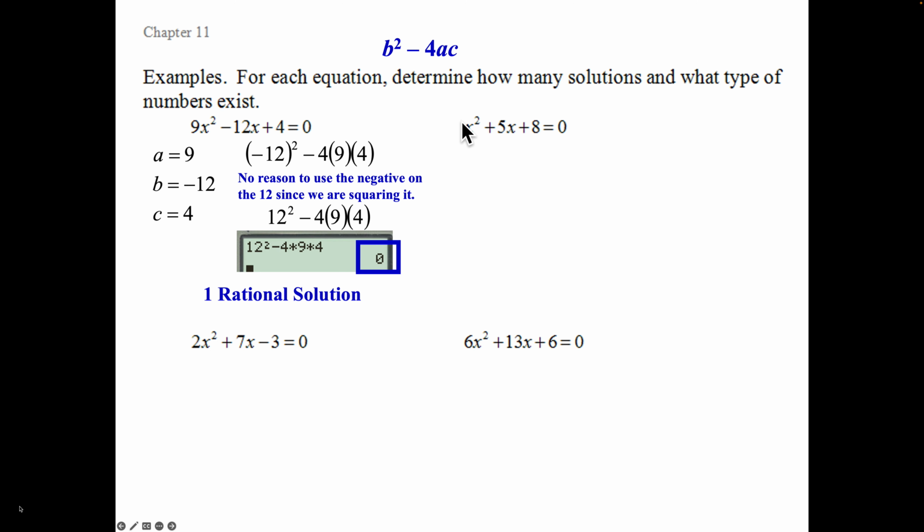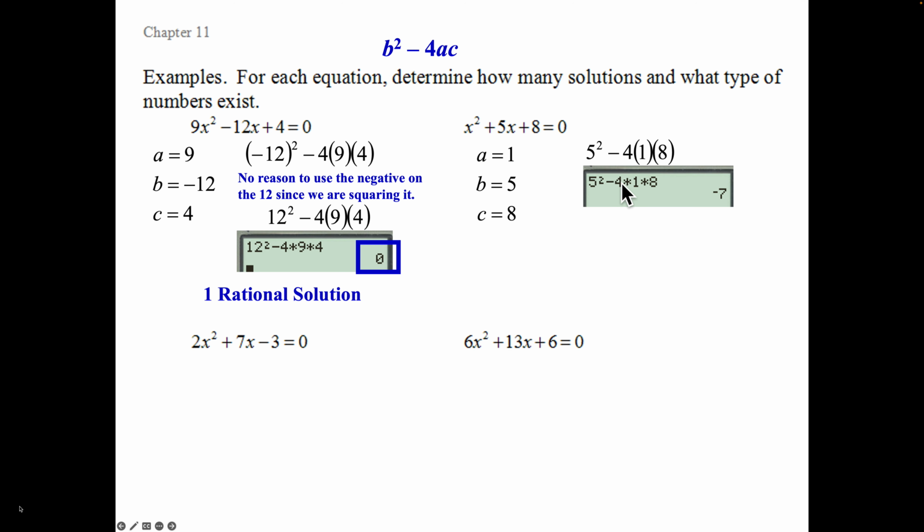In my next example, we have x squared plus 5x plus 8. Again, identify your a here. There's no number in front of the x squared, so a is 1, b is 5, c is 8. Then show the substitution: 5 squared minus 4 times 1 times 8. There's the substitution you want to write down.